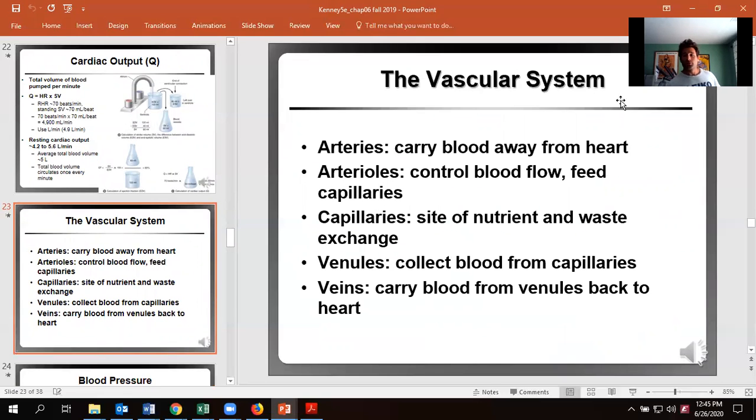Now, we have our vascular system, which is going to go from our arteries, which are major vessels, into our arterioles, which are smaller, to capillaries, where we actually get that gas exchange. And then we're going to collect into venules, and then finally into veins. And veins are the capacitance vessels. Those are the ones that are going to hold most of our blood when we happen to be at rest.